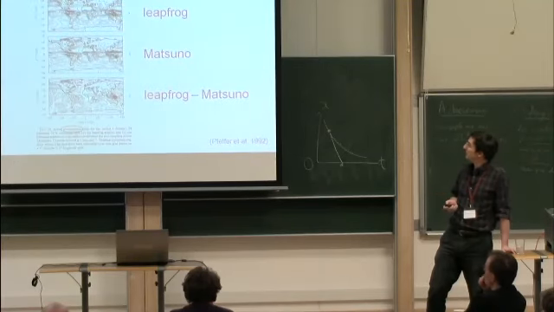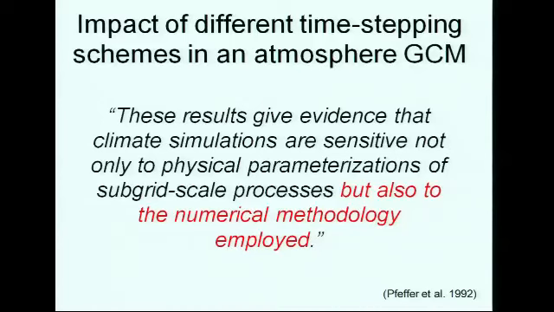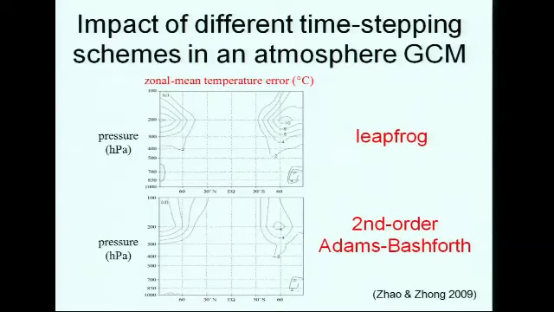There are plenty of other examples in various models of a lack of convergence as the time step goes to zero, or as different time stepping schemes are implemented. In this particular model, the two different time stepping schemes give different precipitation patterns. For example, a lot more precip in the western tropical Pacific with the leapfrog than with the Matsuno. So the authors conclude that simulations are sensitive not only to the physical parameterizations but also to the numerics.